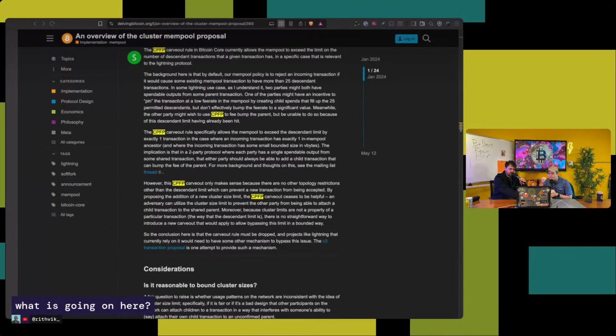What is going on here? Just talking about cluster mempool. Got a comment from the audience, Rithvik.